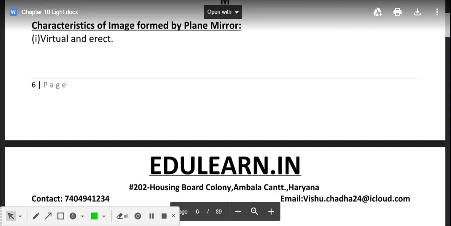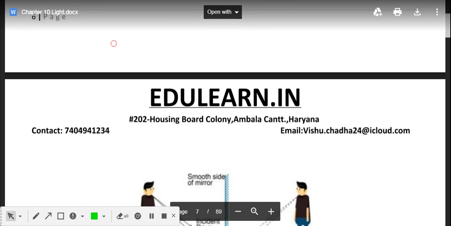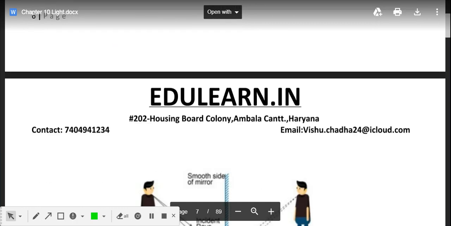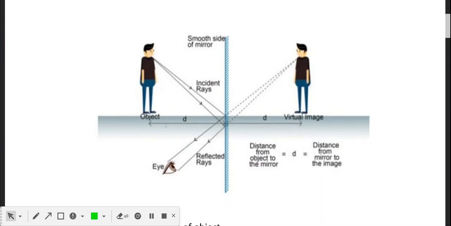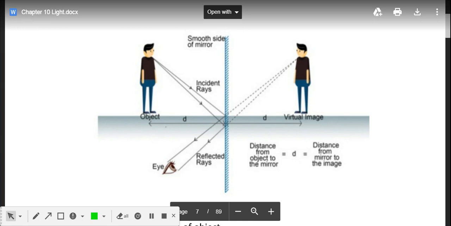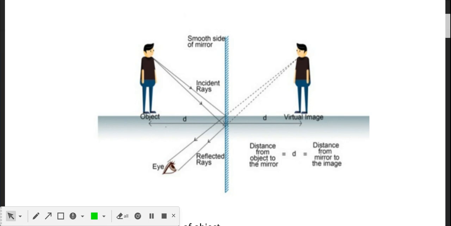Characteristics of the image formed by a plane mirror: virtual and direct. What does a plane mirror do? Virtual and direct. Now this is an example from day to day life. Class 8th, maybe you have already studied this. So what we are going to do is understand the figure in order to understand the concept of a plane mirror, right?